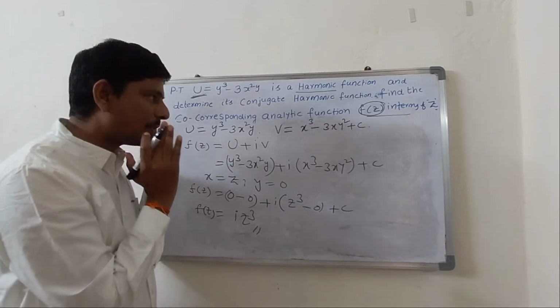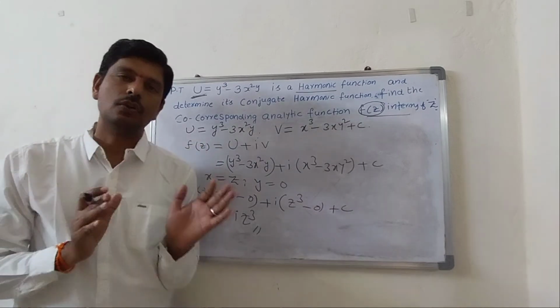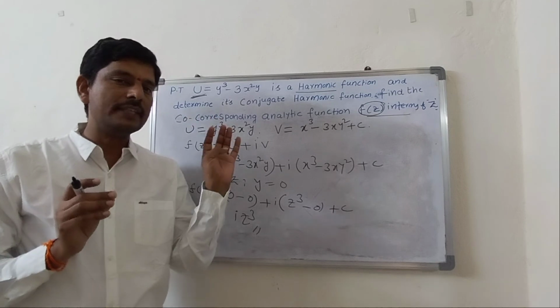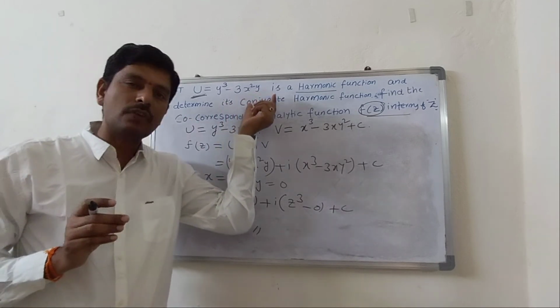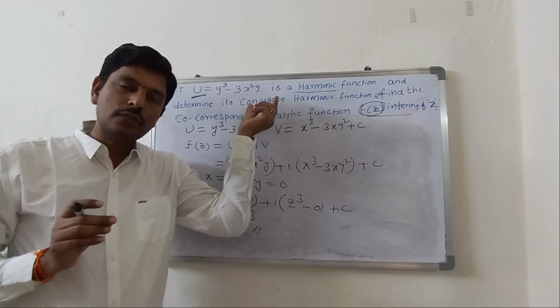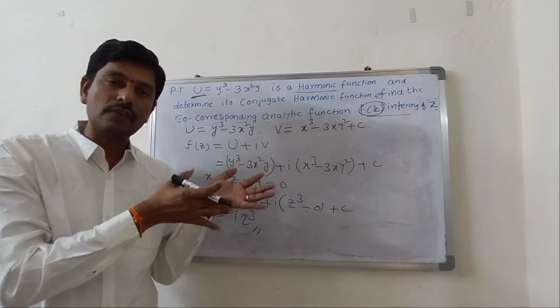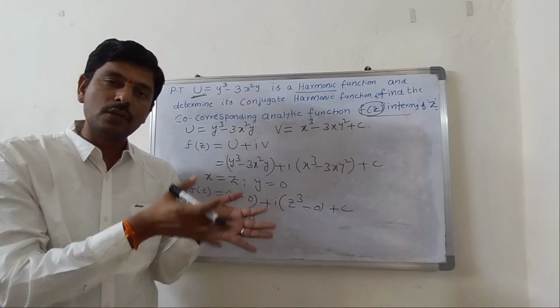and finding the corresponding analytic function in terms of z. Okay, so I am repeating once again, please be attentive. Step number 1 is proving the harmonic function, that is ∂²u/∂x² + ∂²u/∂y² = 0. Sometimes v is given, then you have to prove ∂²v/∂x² + ∂²v/∂y² = 0.